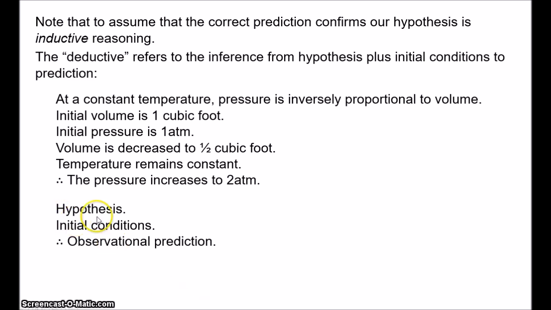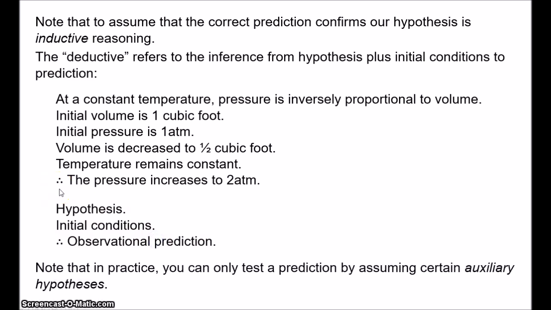I should note that this schema is, in practice, perhaps incomplete, because in practice, you can only test a prediction by assuming certain auxiliary hypotheses. Suppose we want to set up a test of Boyle's law. We're going to keep the gas at a constant temperature and then decrease the volume and see if this causes a corresponding increase in pressure to a degree predicted by the law.